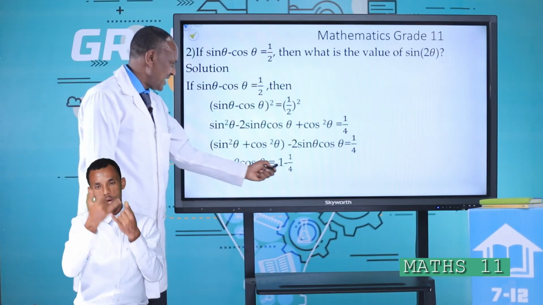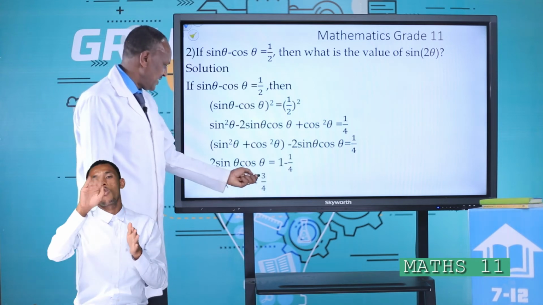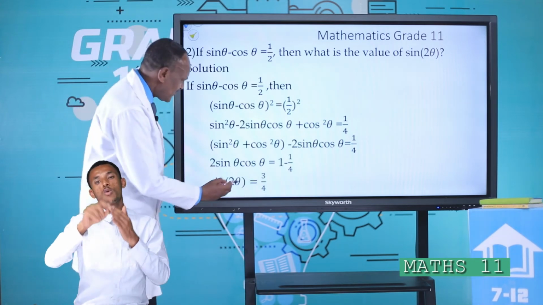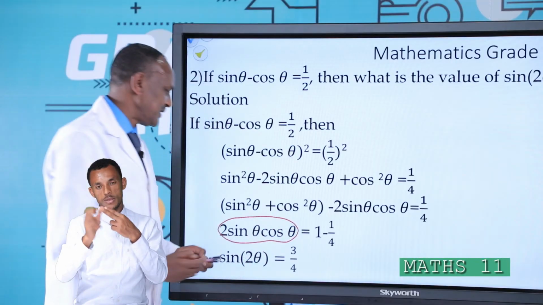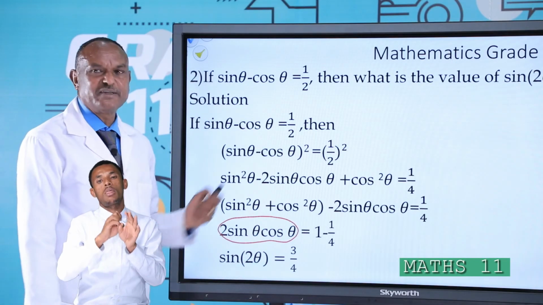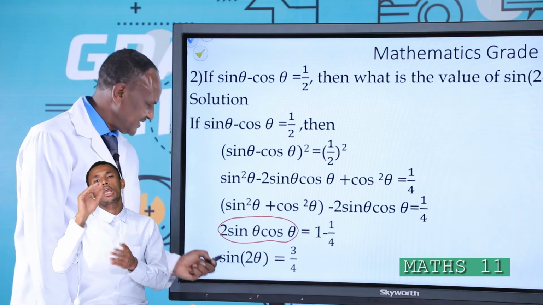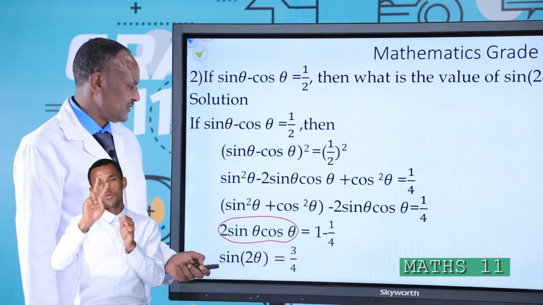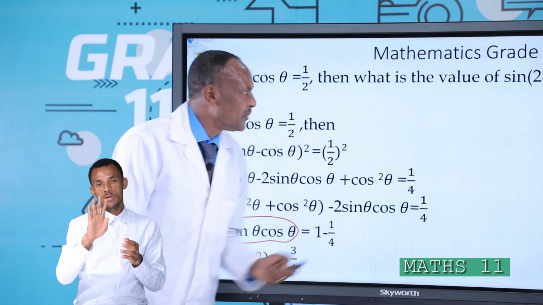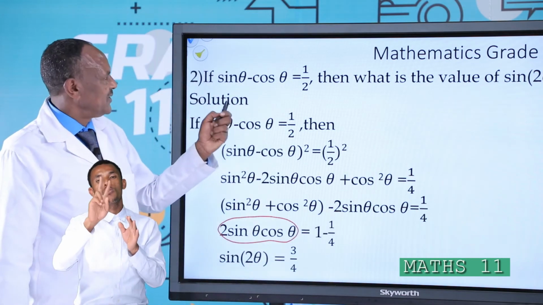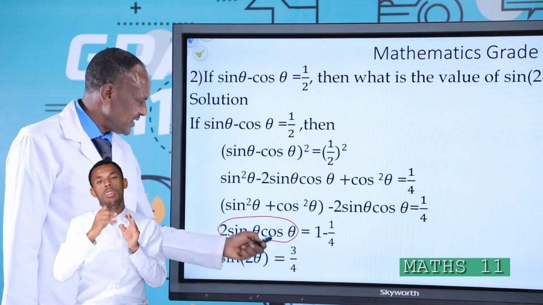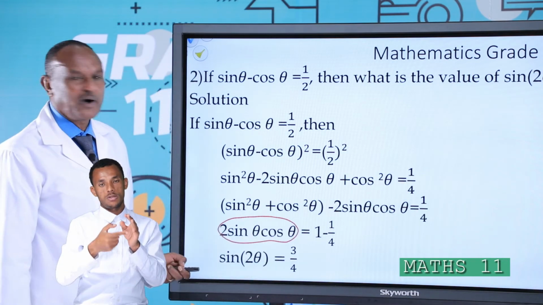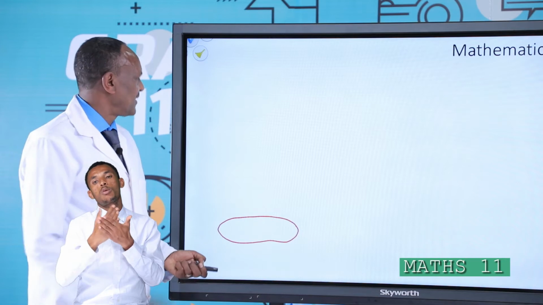Divide both, you have 1 minus 1 over 4. It gives a value equal to 3 over 4. But what is the other name for this one? 2 times sine theta cos theta. What we have discussed before, the double angle. Sine of 2 theta will be equal to 3 over 4. So what you are asking, what is sine of 2 theta? Sine 2 theta means twice sine theta cos theta, which is the difference between 1 and 1 over 4.